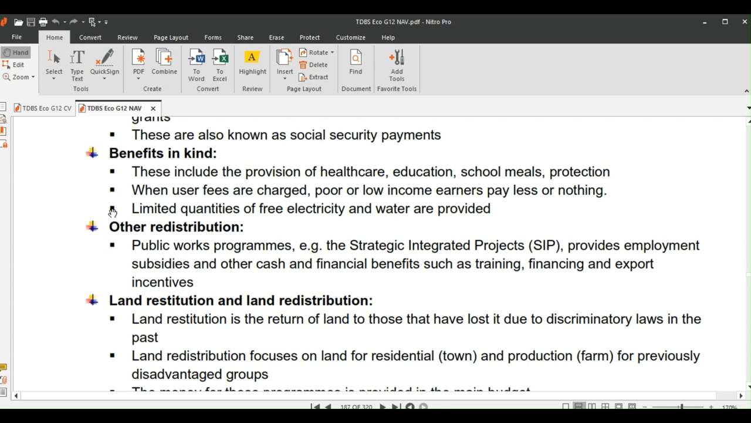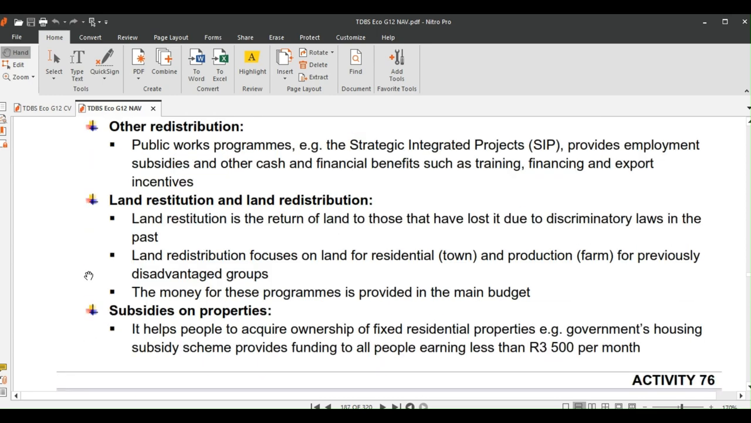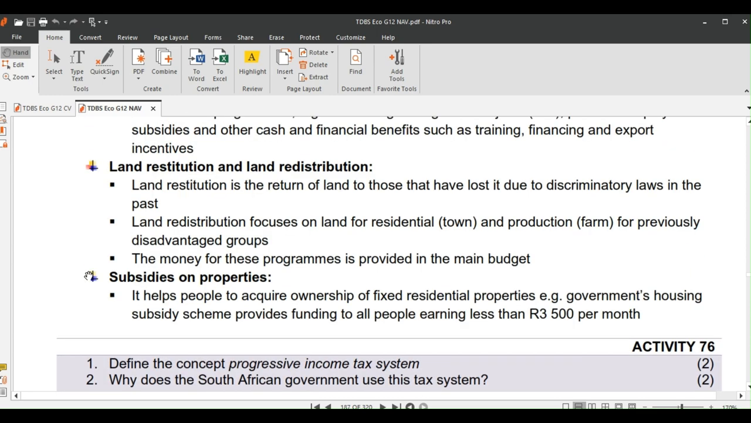We have two more instruments to discuss. I'll start with land redistribution and land restitution. Obviously, you are waiting for the difference between the two. Land restitution is the return of land to those that have lost it due to discriminatory laws in the past. Land redistribution, on the other hand, focuses on land for residential and production for previously disadvantaged groups.